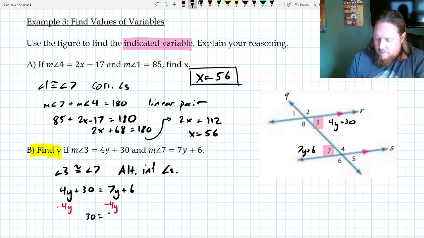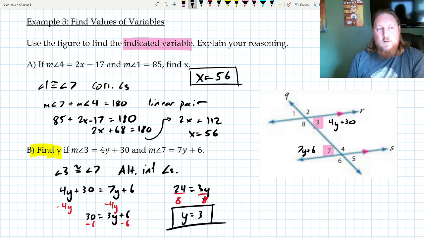30 equals 3y plus 6. Subtract 6 from both sides. 24 equals 3y. Divide by 3. And you get y equals 8. And there is my solution.